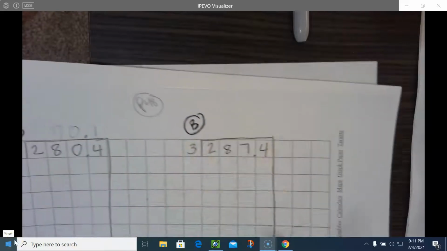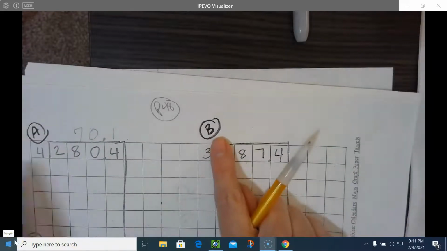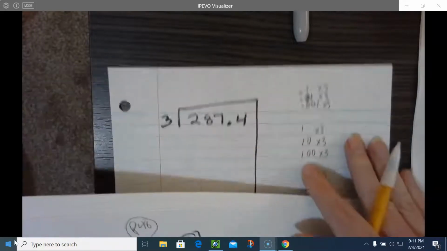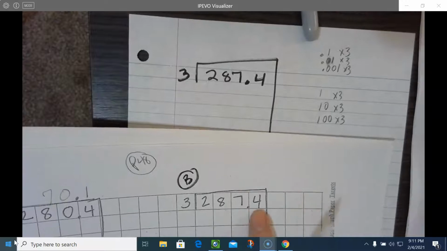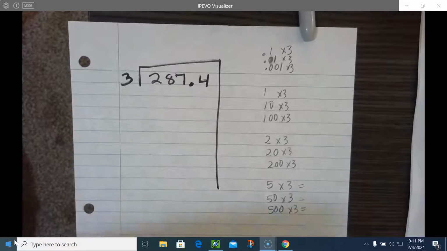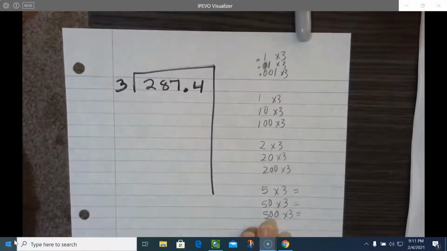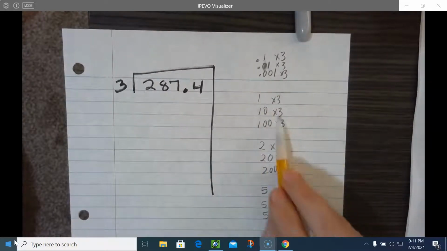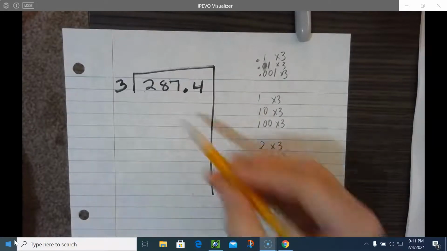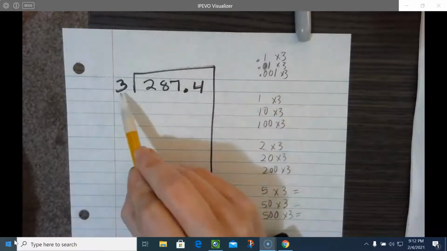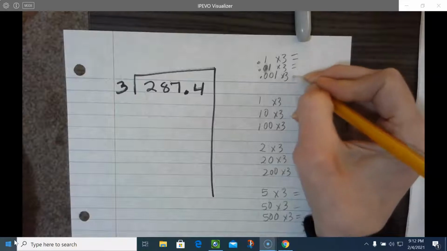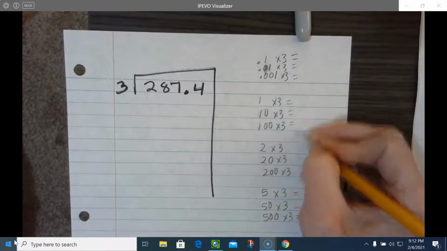All right, mathematicians, we are on page 48, and now we are going to move to problem B. On scratch paper, I would like you to copy down 287 4/10 divided by 3, and then set up your ratio table with decimals, times ones, tens, hundreds, times 2, 20, 200, 5, 50, 500. All of them are multiplied by our divisor on the outside. Go ahead and get this set up and then get your answers to each part of our ratio table.